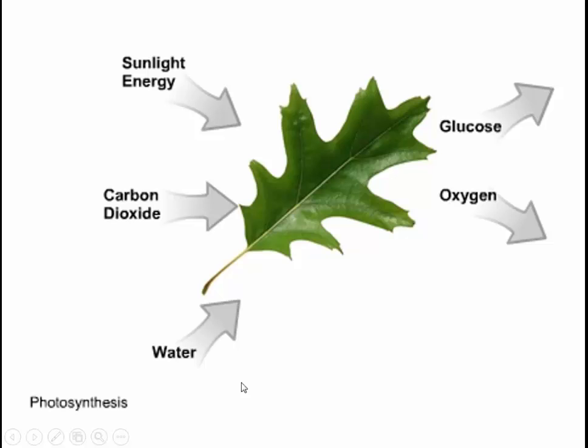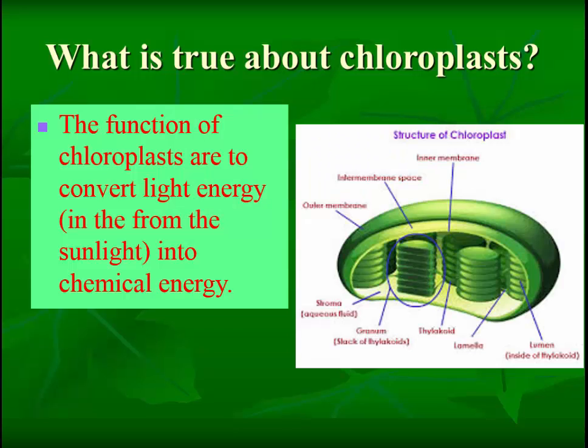So here's just another way of looking at it. Water comes in, carbon dioxide comes in, sunlight comes in, we get glucose and oxygen as our products. So what is true about chloroplast? The function of chloroplasts is to convert light energy, so energy from the sunlight, into chemical energy. So it's taking those wavelengths of light and converting those into chemical energy, so that glucose, so that the plant and other animals can use it, mostly the plant.